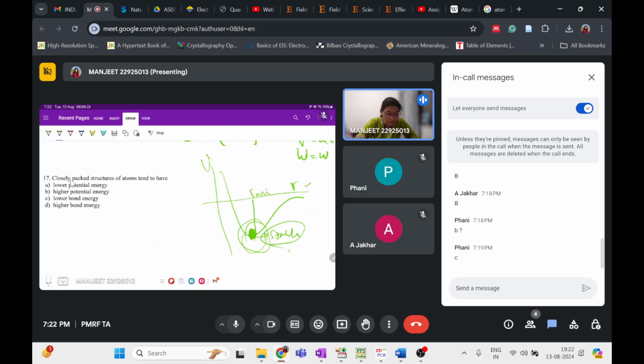This is my equilibrium distance, and at the equilibrium distance my potential energy is the minimum. So for the closely packed system, if the atoms are bound at the r minimum, at that r minimum my potential energy will be the lowest one. So A will be the right answer for the lower.